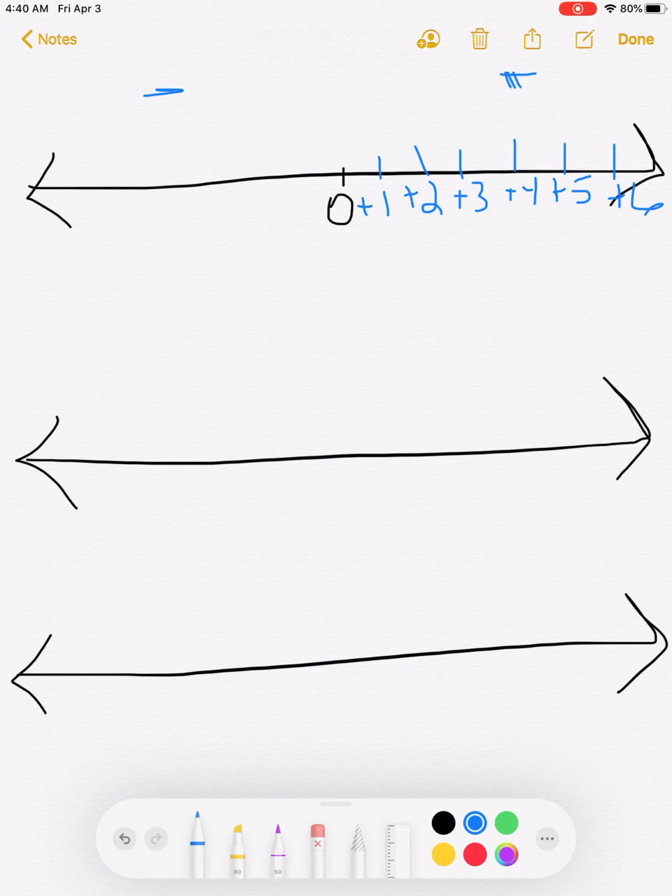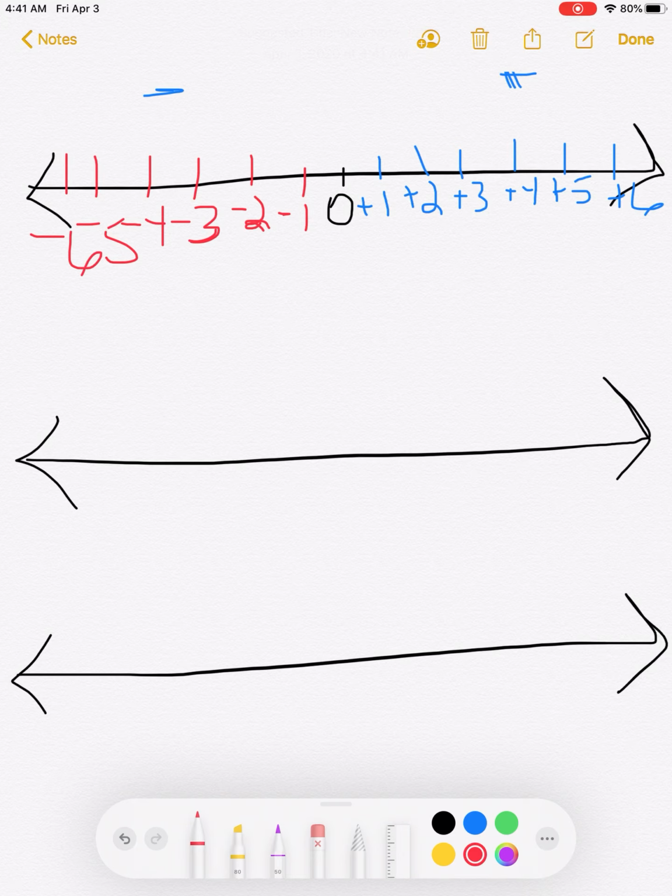Okay, so let's move on to our negative numbers. This would be a negative 1. Now, negative numbers always have the symbol. So that's how you know it's a negative integer. Negative 2, negative 3, negative 4, negative 5, and I may have enough room for a negative 6.